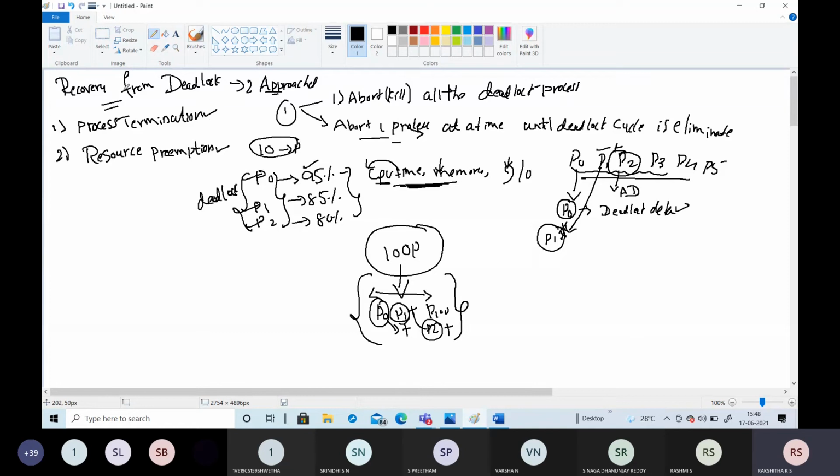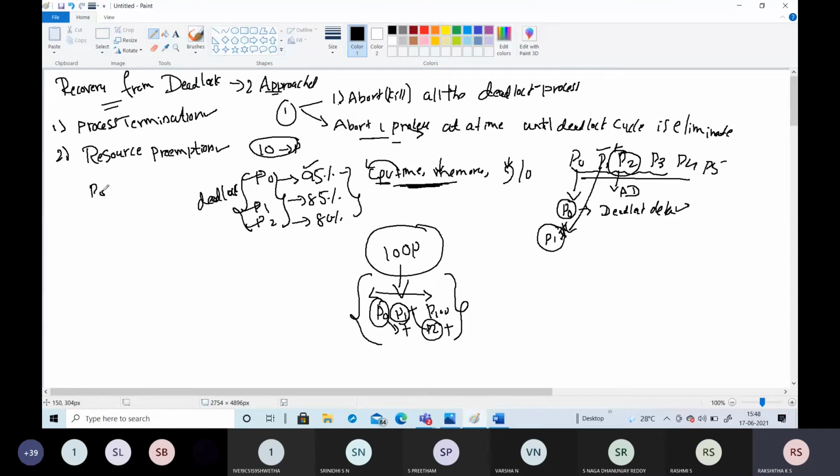So the next is resource preemption. In this resource preemption, we are going to remove the resource forcefully. Okay, so P0 is allocated to R1. I'm going to remove the resource R1 because another process is waiting. So I'm removing the R1 resource, releasing it, and allocating it to another process.